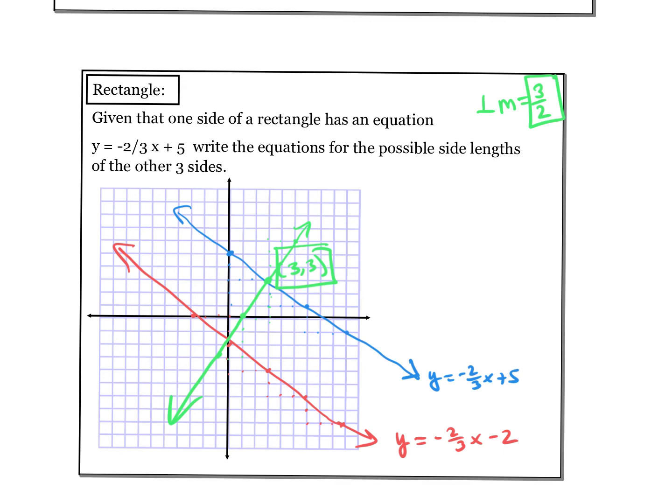We use either y equals mx plus b, or we use point slope form. So let's do y minus y1 equals slope times x minus x1. So y minus 3 equals 3 halves x minus 9 halves. And then add 3.